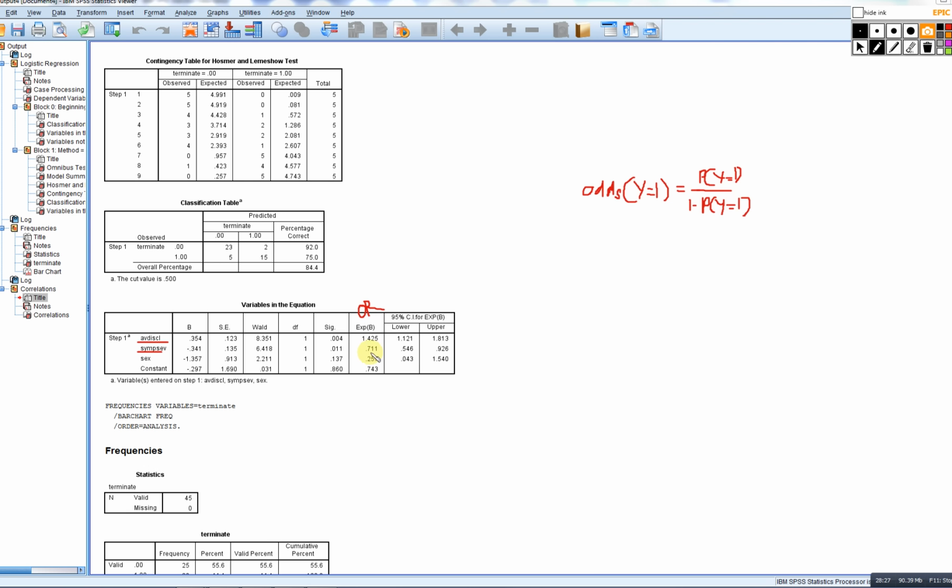So what this basically means is that when you have an odds ratio that's greater than 1, the odds are increasing for every unit change on the predictor variable. If the odds ratio is less than 1, that means that the odds are decreasing for every 1 unit increase on the predictor variable. So it's multiplied by a factor of 0.711. Here, the odds are being multiplied by a factor of 1.425.